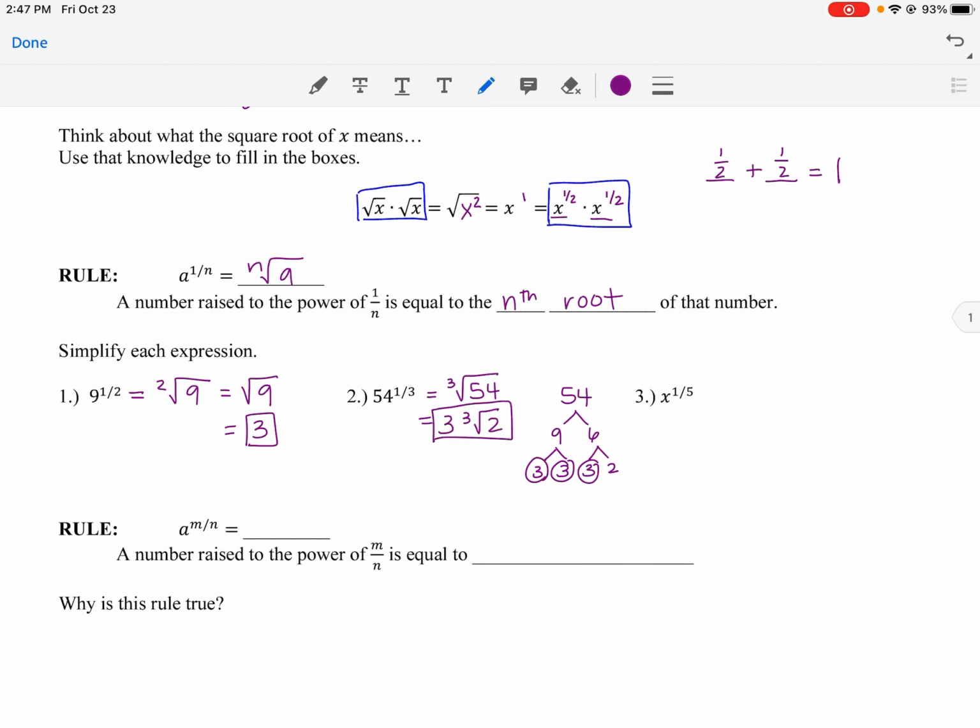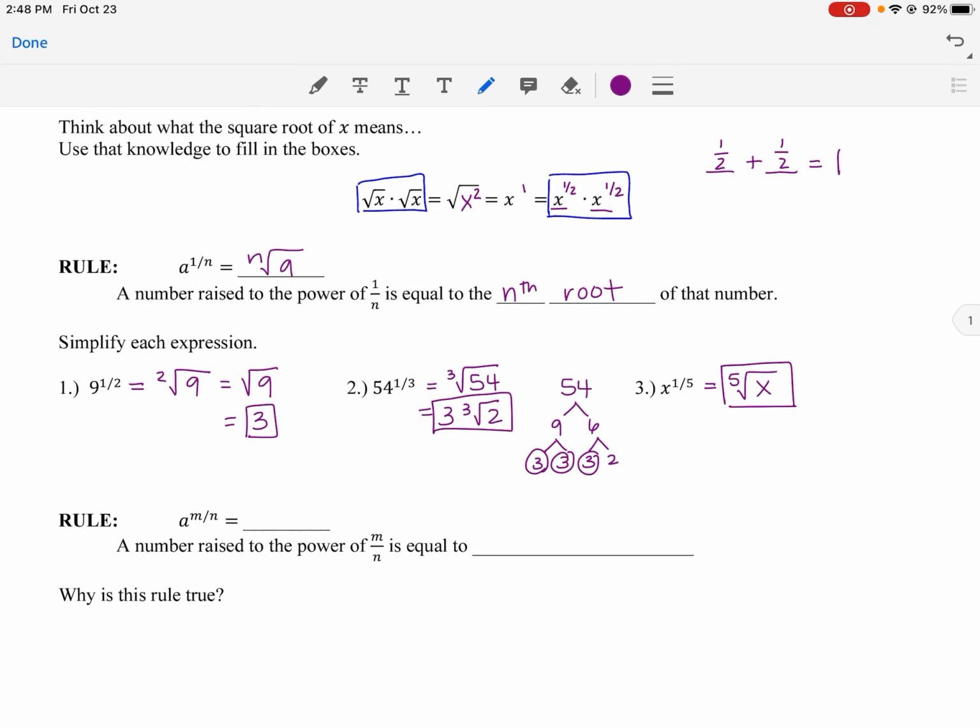Okay, next, x to the 1/5 is simply the 5th root of x. And that one, since we don't know what x is, we can't simplify it anymore.